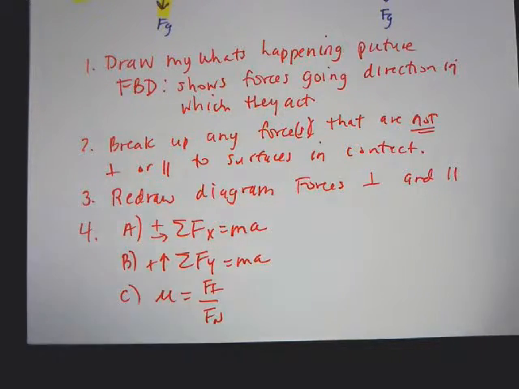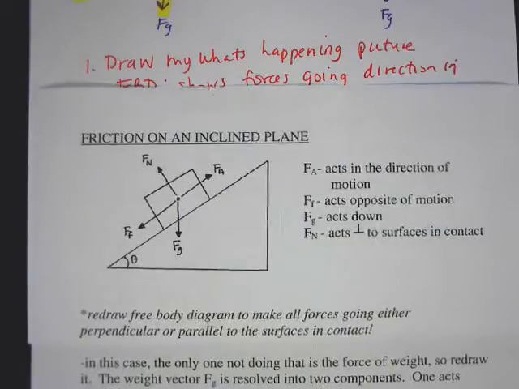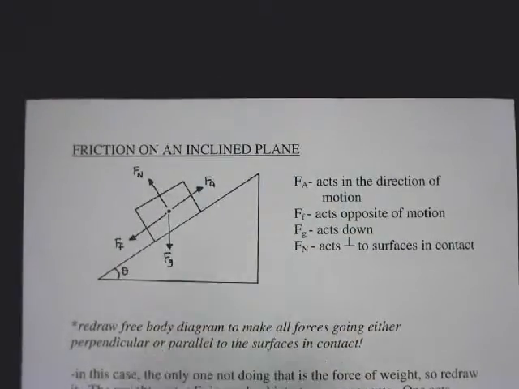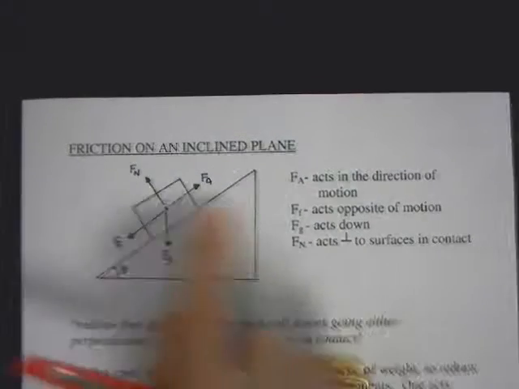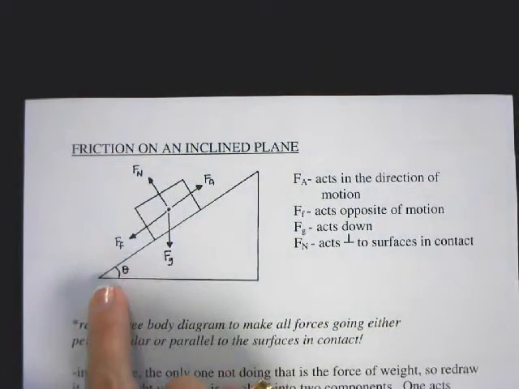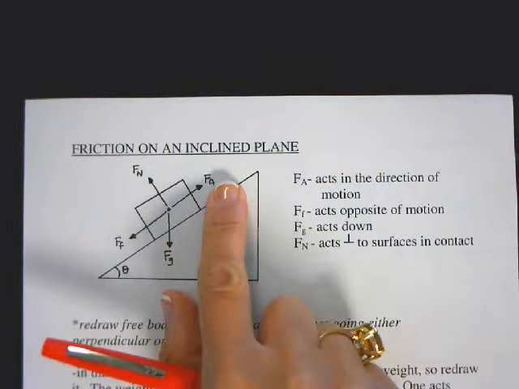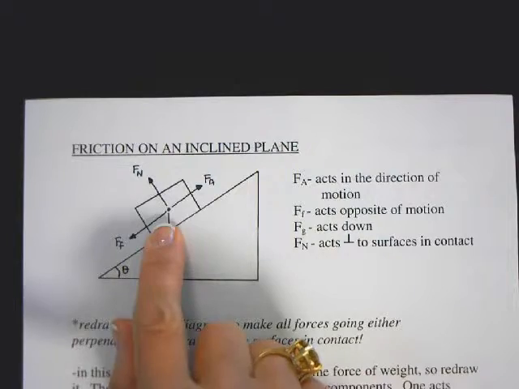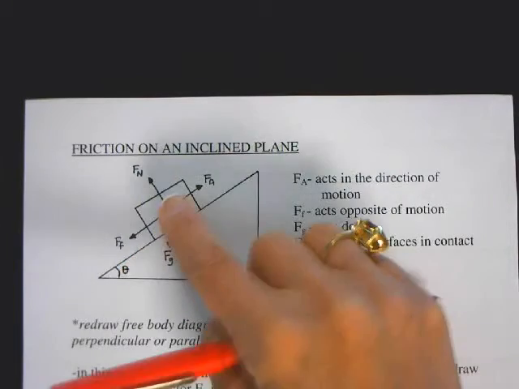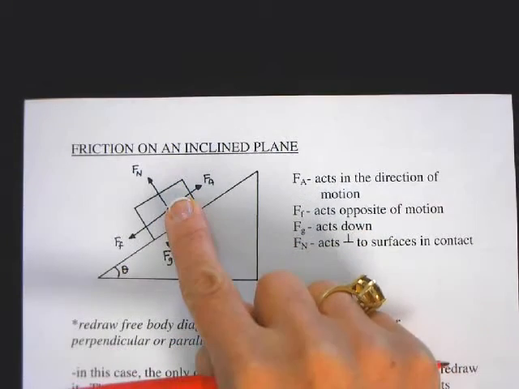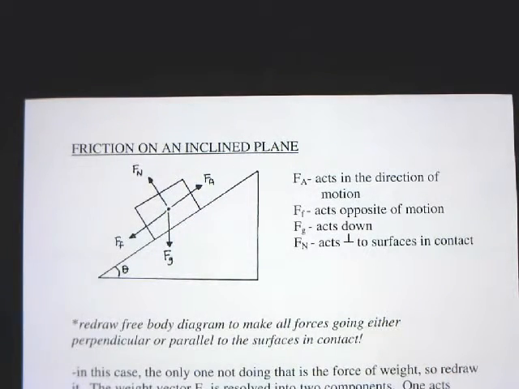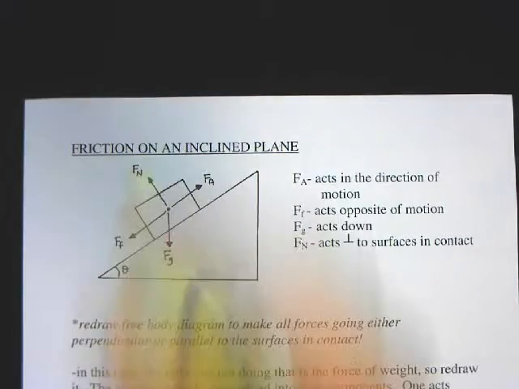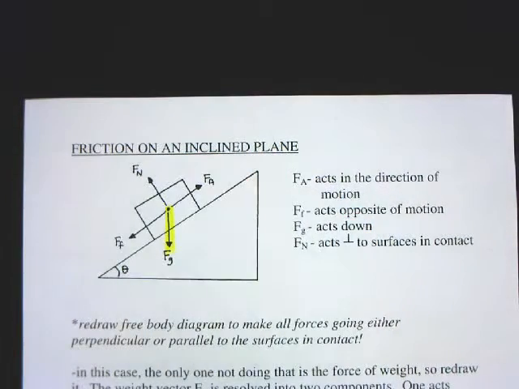Now, what we're also going to do today is problems on an inclined plane. So in this particular case, let's say this is what's happening. I have a box and I'm pushing it up an incline. So that's my applied force. Friction is going to go in the opposite direction. The normal force is perpendicular to the surfaces in contact, but the weight acts down. Now, all these forces are not perpendicular and parallel. The one that's not is this one, so I have to redraw that.